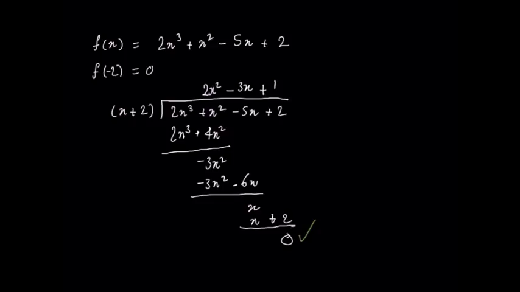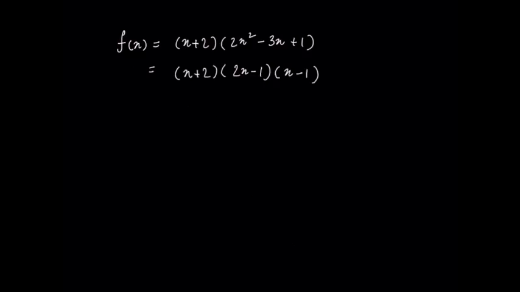Okay, so we can express the function f of x as a product of x plus 2 and 2x squared minus 3x plus 1. And you should be able to see that 2x squared minus 3x plus 1 will factorise to 2x minus 1 and x minus 1. Now have a go at the multiple choice question.